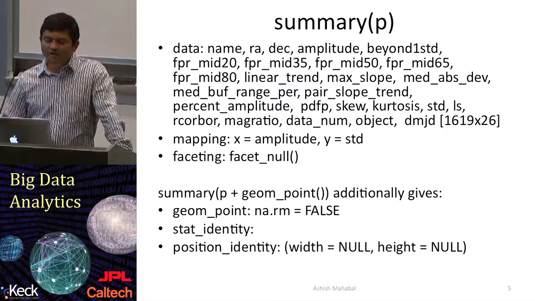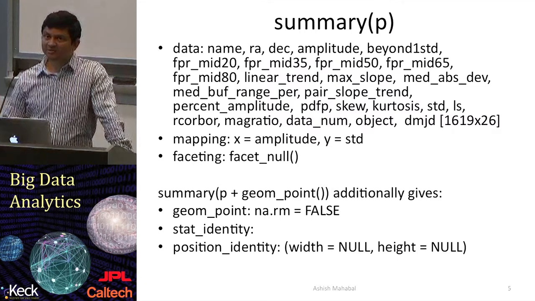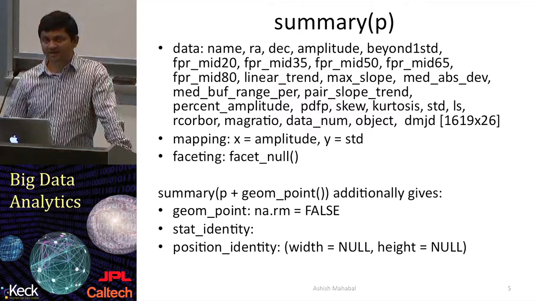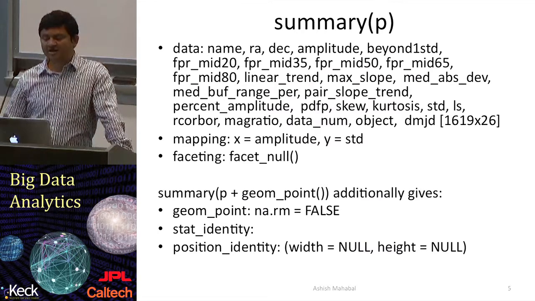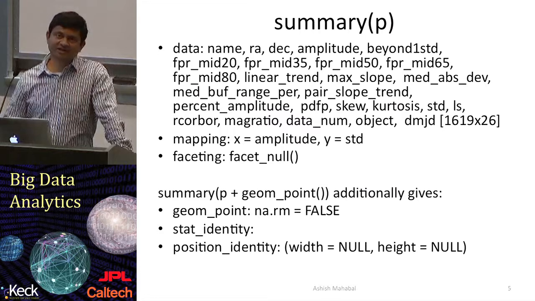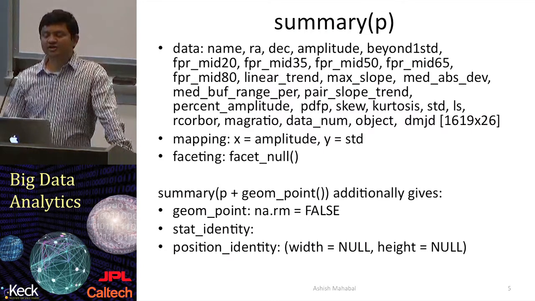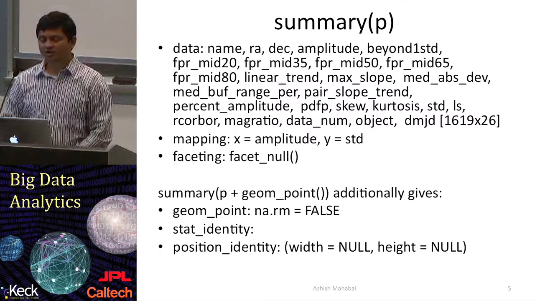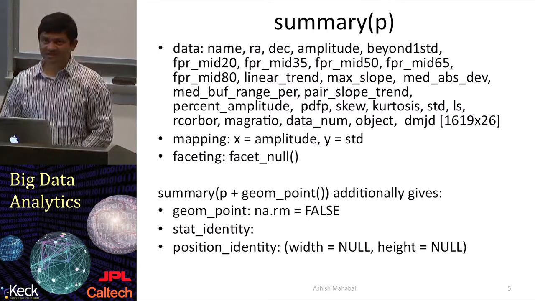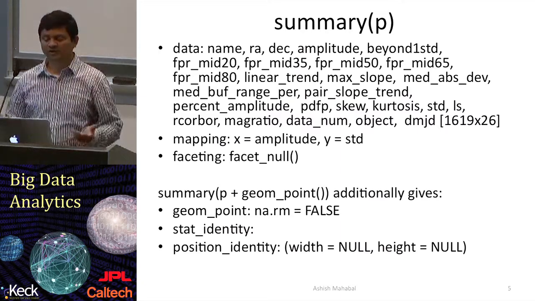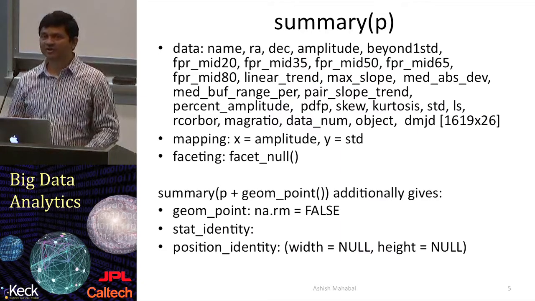You see that though we have used only amplitude and standard deviation in the plot, the object knows about all the variables that are in the data frame. All of them are listed here. It also tells you the size of the data frame: there are 1619 rows and a total of 26 variables. And then it tells you what the mapping is, what the X is, what the Y is, and what faceting has been used here. Now, in addition to P, if you were to do a geom point, that is P plus geom point, and look at the summary of that, you will additionally see what the stat identity is, what the geom point is, and what the position identity is. In this case, we have not specified that explicitly, so we get mostly nulls and false and so on. But all that information in principle is there.